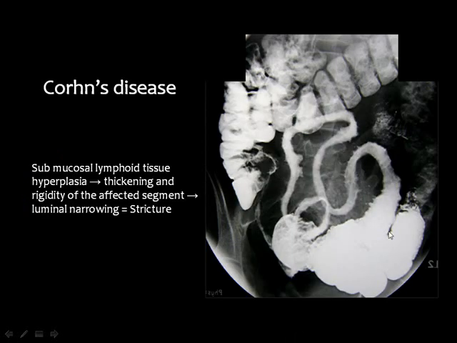This is also another example which is typical of Crohn's disease, and you can see the terminal ileum is markedly reduced in caliber with a serrated outline due to micro ulcerations.